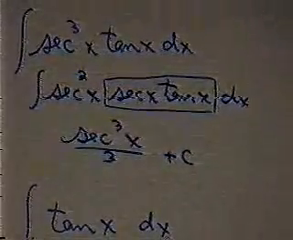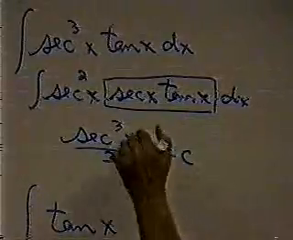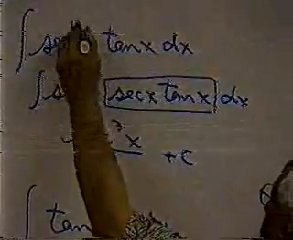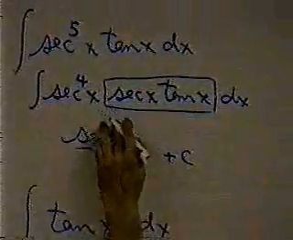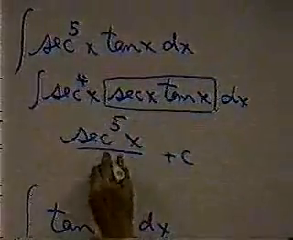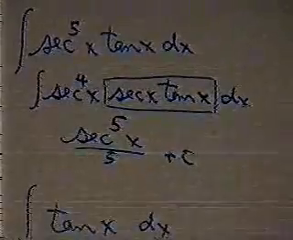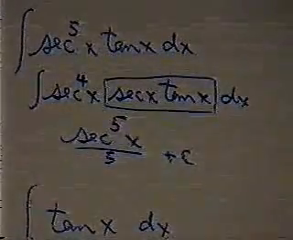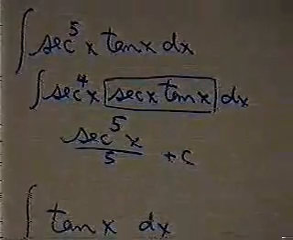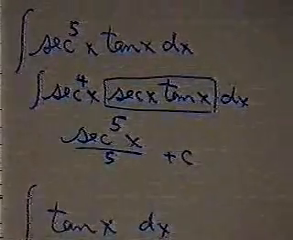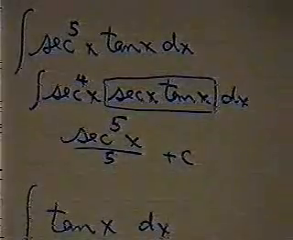Okay. So if you ever have a secant to the 5th power times a single tangent, then you split one of these off, and it ends up coming back to the 5th power. But it's a power rule. You're looking for its derivative inside. All right. Next one.